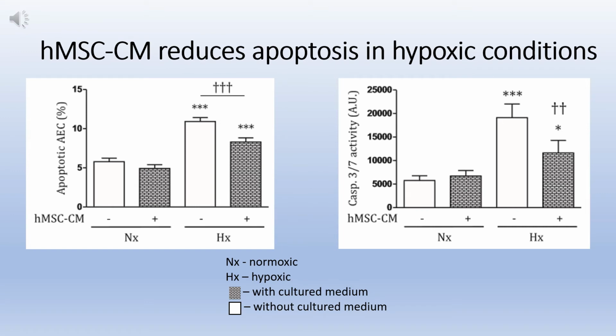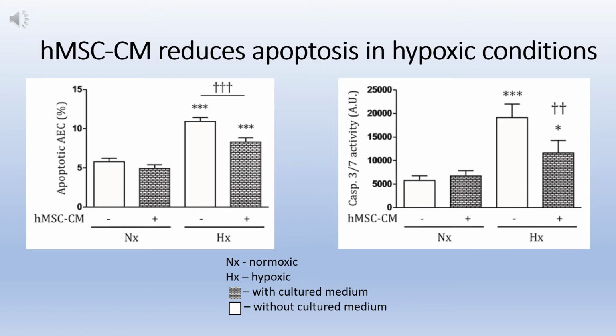We will be starting with the figure on the left-hand side of the slide. Here, on the y-axis, is the percentage of cells undergoing apoptosis. And on the x-axis, there are different levels of treatment. Now, NX represents normoxic conditions, and HX represents hypoxic conditions. We are measuring the percentage of alveolar epithelial cells that are undergoing apoptosis after 24 hours in normoxic or hypoxic conditions in the presence or the absence of human mesenchymal stem cell cultured medium.